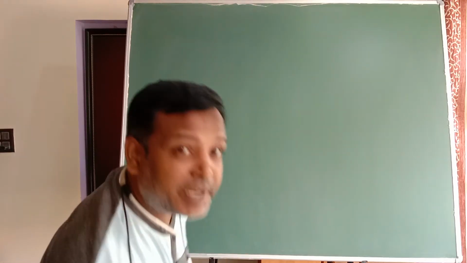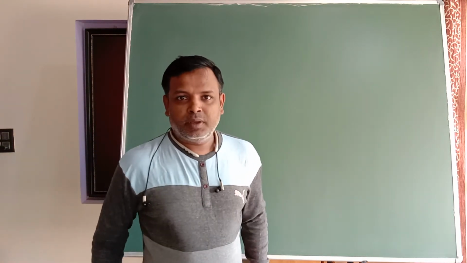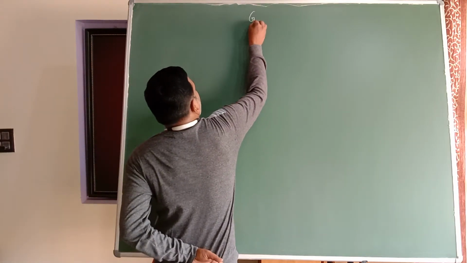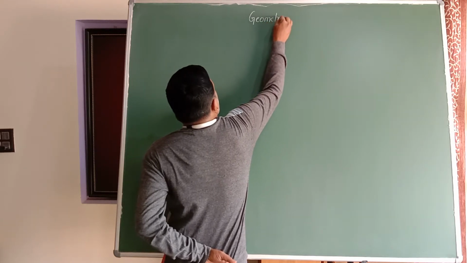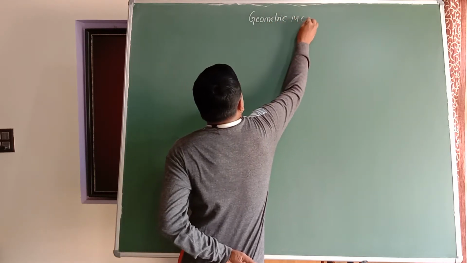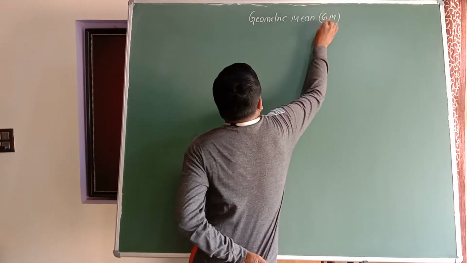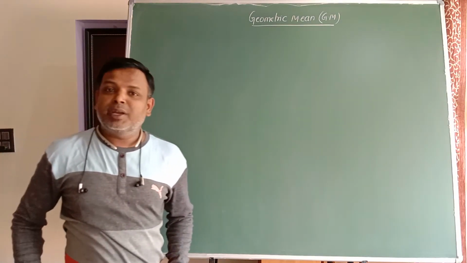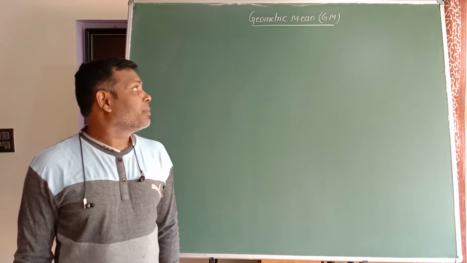Dear children, let us discuss one very important concept related to the geometric progression. That is what we call the geometric mean. This is simply taken as GM. GM is nothing but geometric mean, in the same sense as arithmetic mean, which is denoted by AM. Similarly, the geometric mean is denoted by GM.